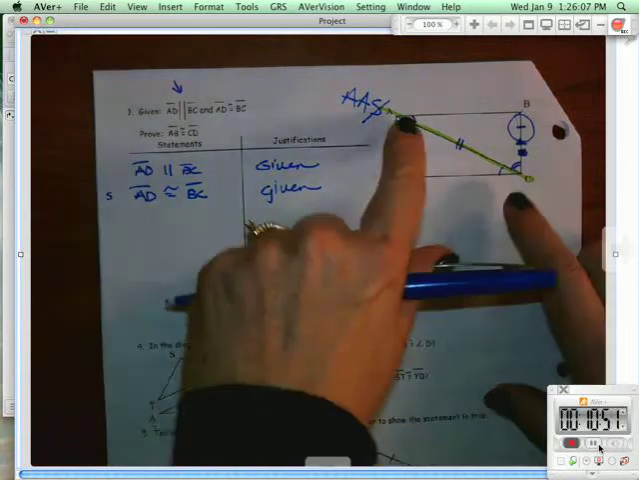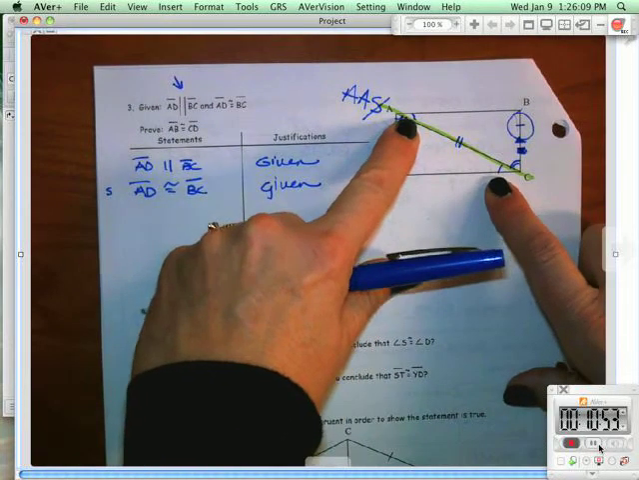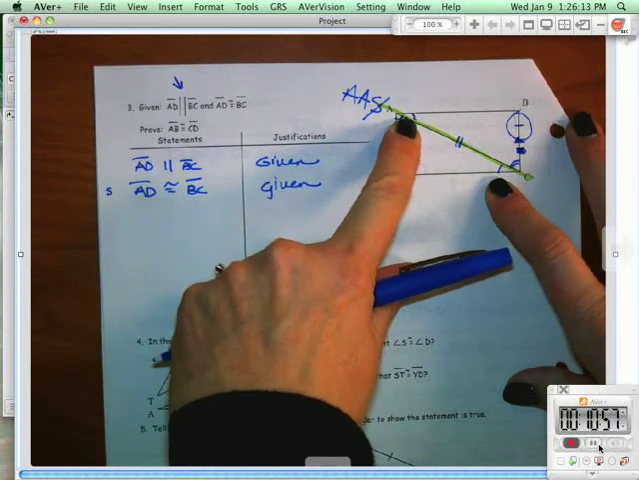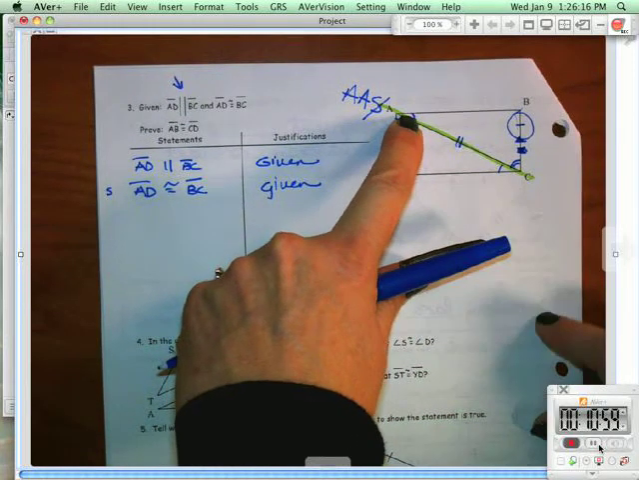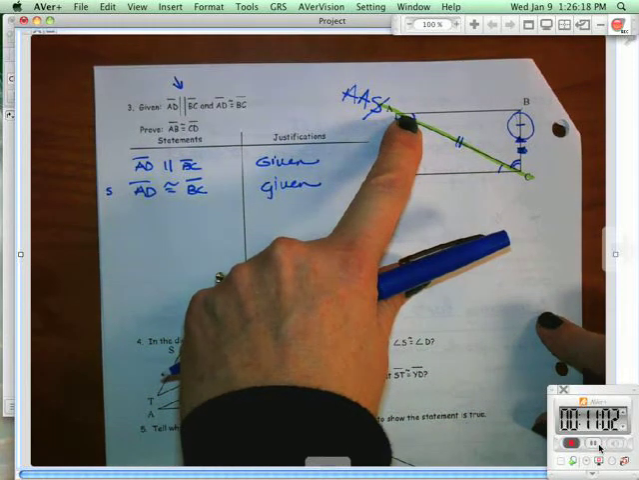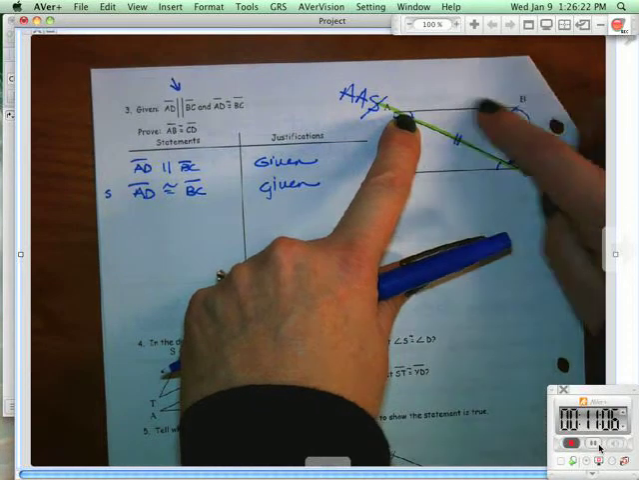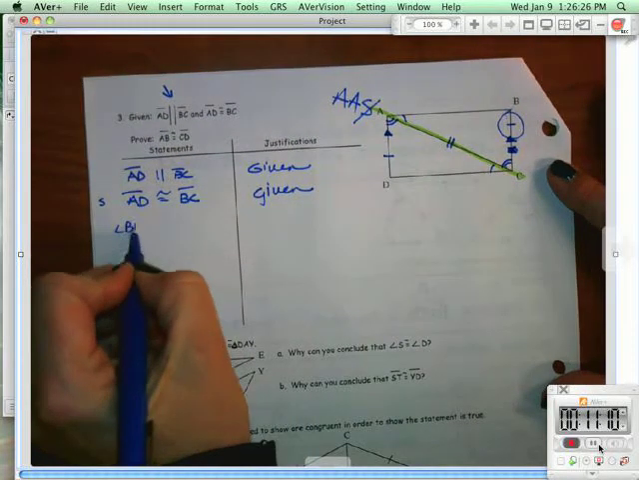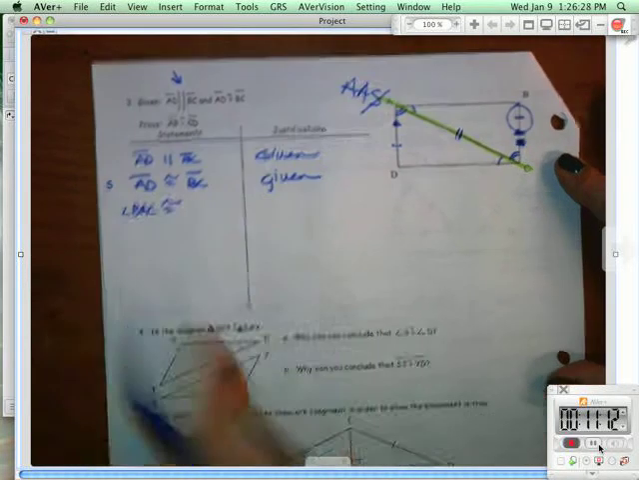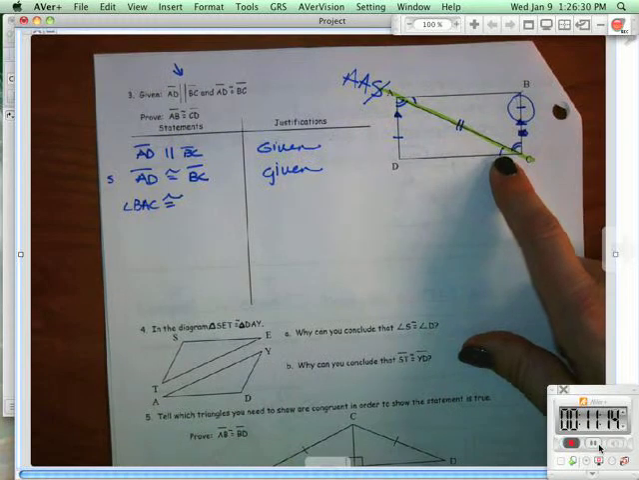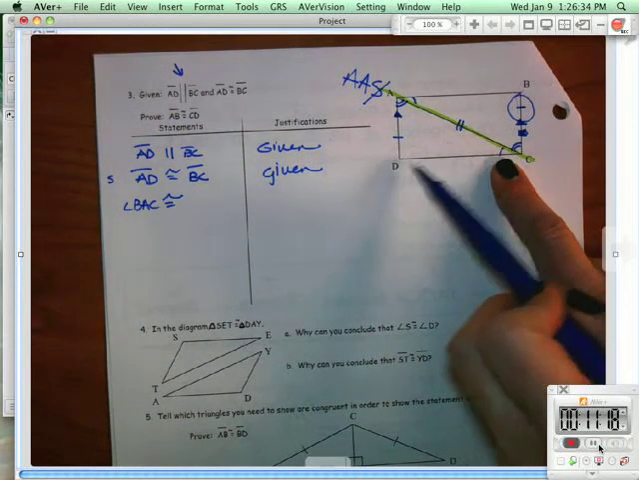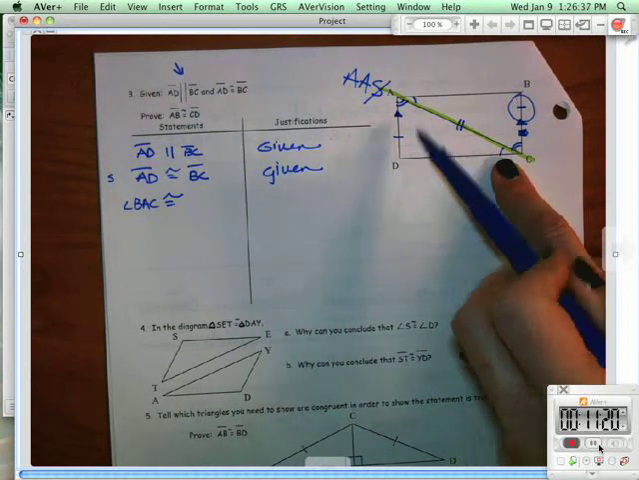Let's start with this one right here, the single mark that we did. How do I name that angle right there? Angle BAC. Angle BAC is congruent to the other little single mark here, which I would call DCA, or ACD, whatever you want.